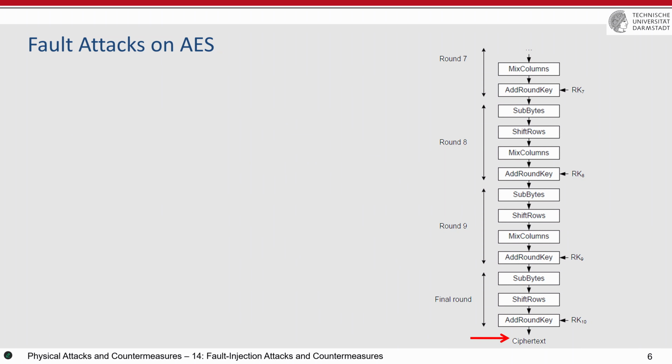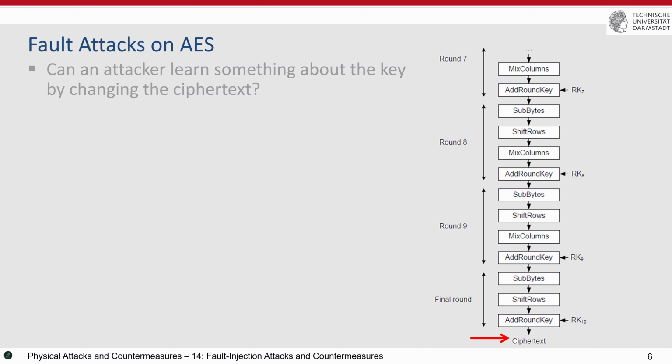Now we concentrate on the AES, and we also target the last round of the cipher, as you see here. And then we try to see what we can do if we are injecting a fault at the ciphertext or at the input of the round key or at the input of the shift rows, the input of the subbytes, and so on. What happens and with which models can we perform the attack?